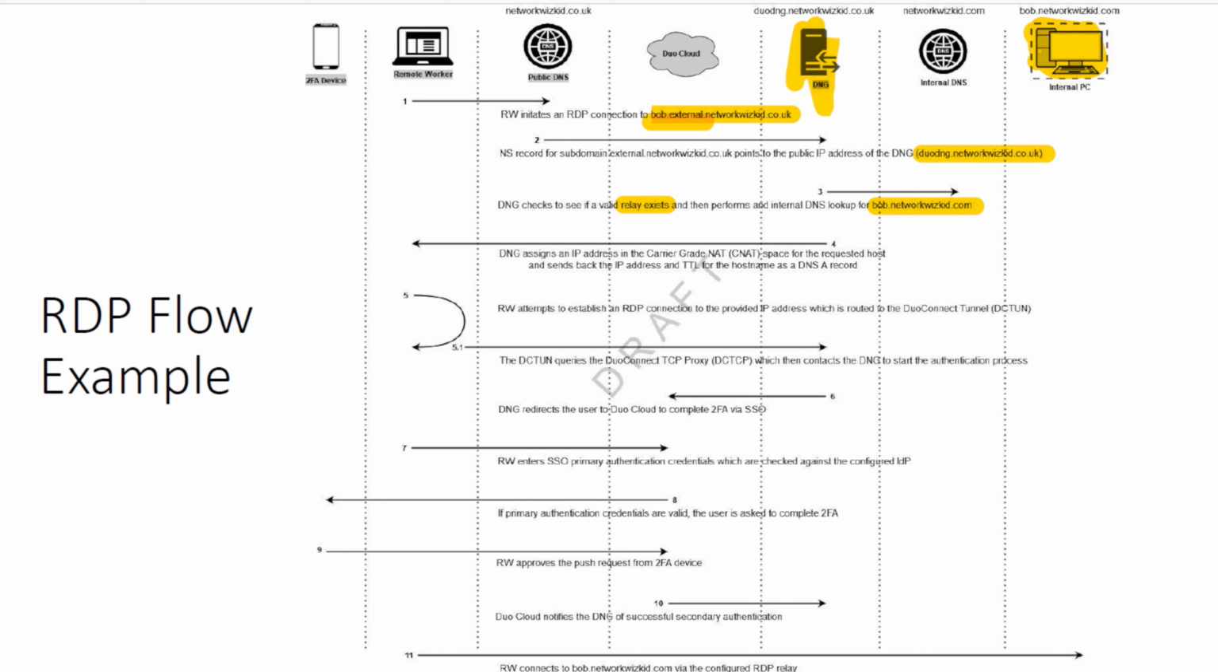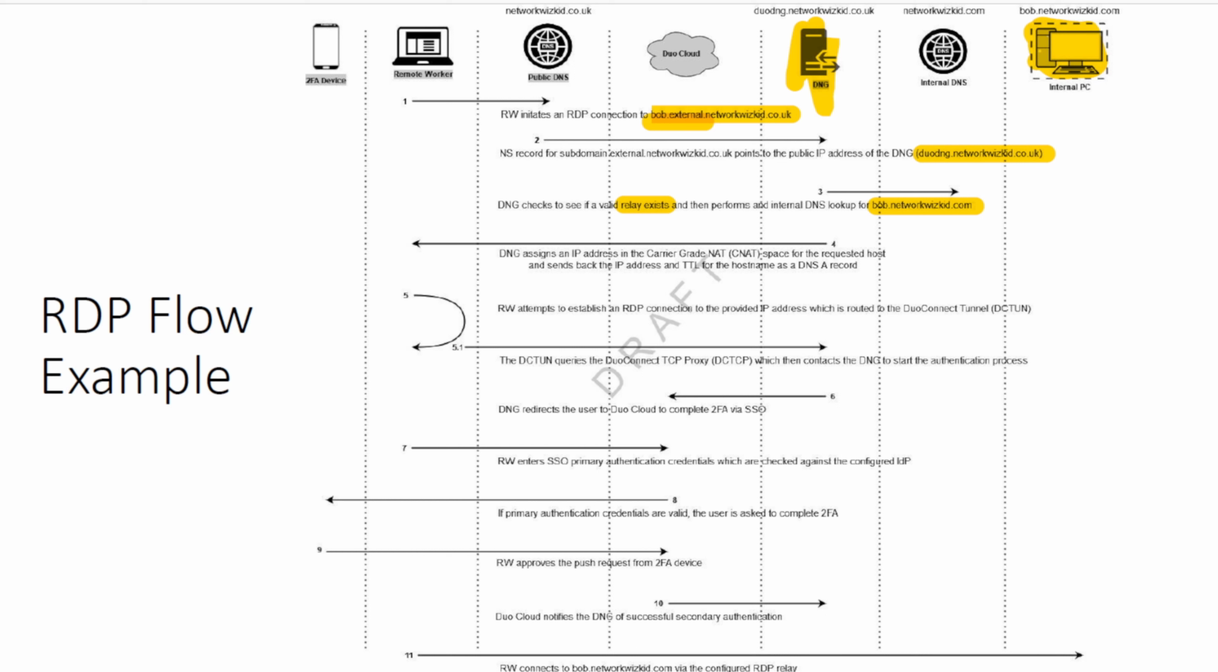So once that's done on the remote worker's side, the remote worker attempts to establish the RDP connection to the provided IP address that's been given, which is then routed to the Duo Connect tunnel, or the DC TUN. So essentially, and we'll touch on the prerequisites shortly, on the remote worker's side, you need to ensure that you have the Duo Connect and Health app installed in order to get this working with RDP.